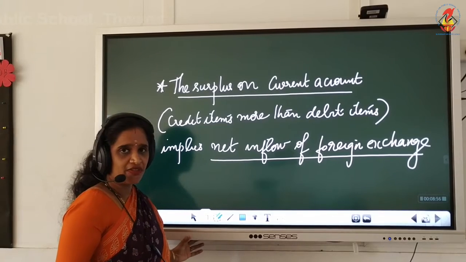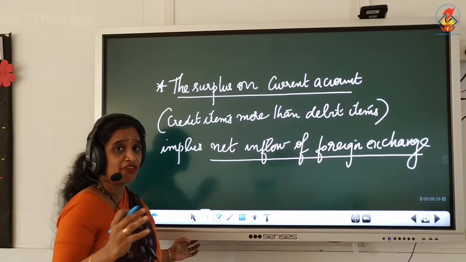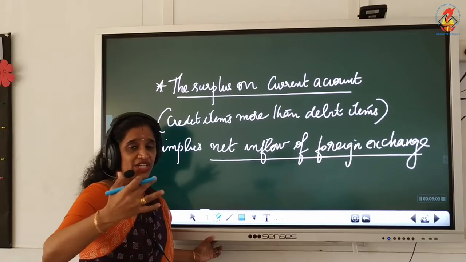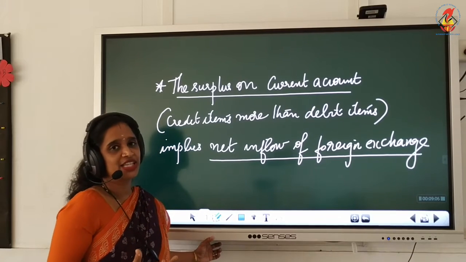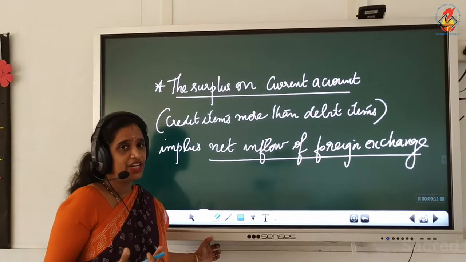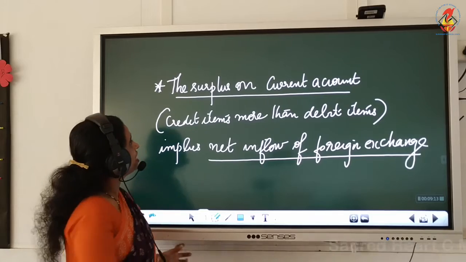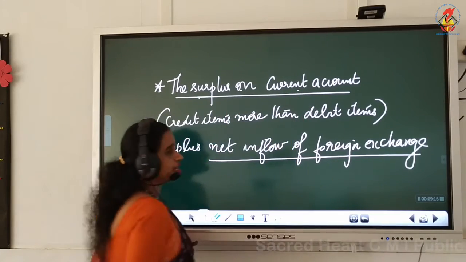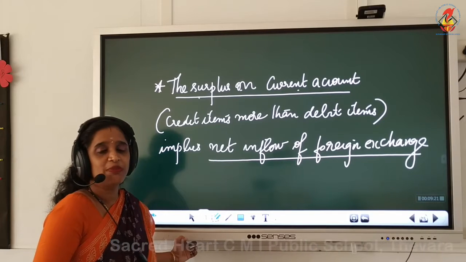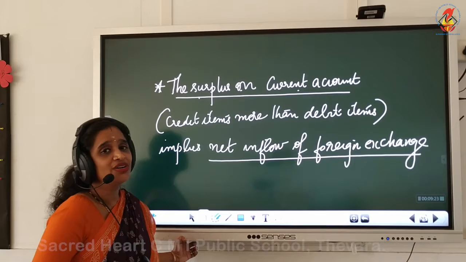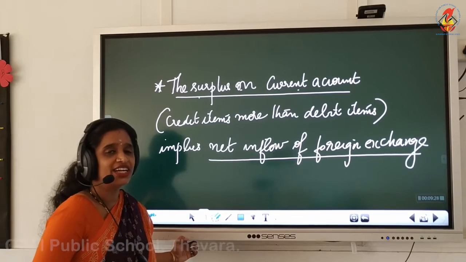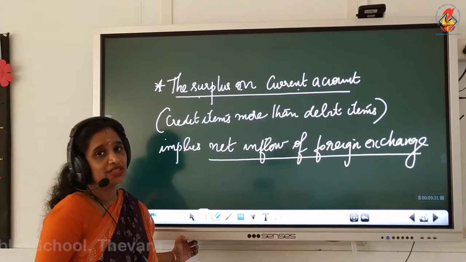The same thing that we have learned, we are explaining in different forms. So for the surplus on the current account, we have to differentiate it like this because we are discussing a double entry book system, balance of payment accounting, where we need to know all these aspects. If a current account has a surplus, what does it mean? The credit will be more than the debit. All the credit items will be more than the debits.